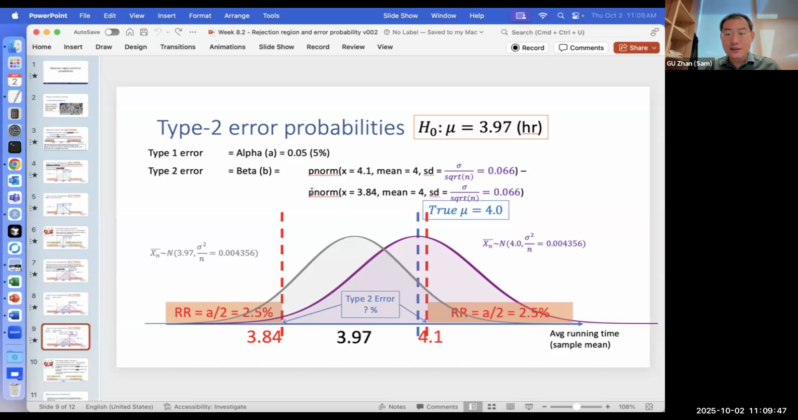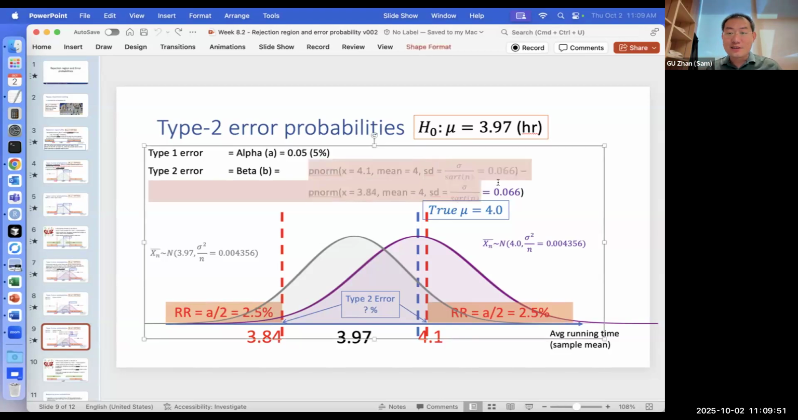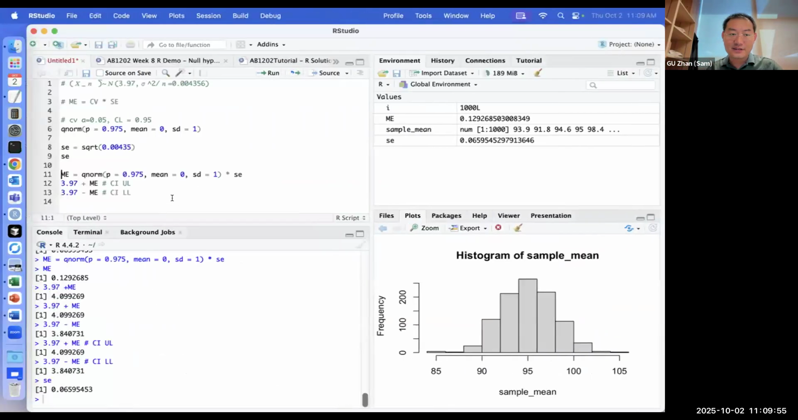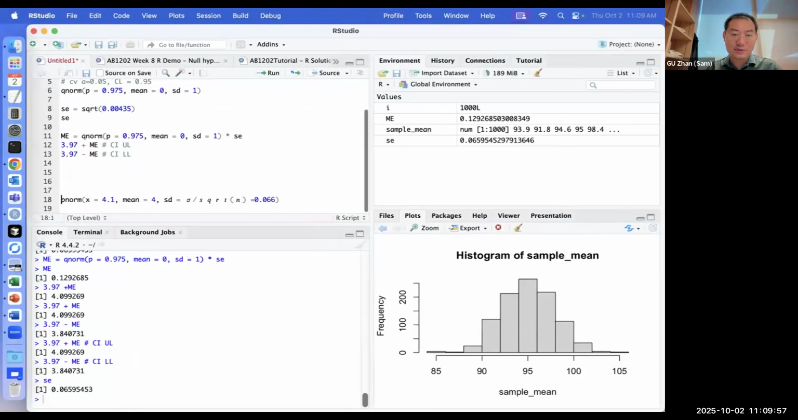Now we just need to calculate pnorm for this one. I'll calculate this one now, and just show you a demo. So this is the type 2 error. Your SD, the standard error, is 0.066.